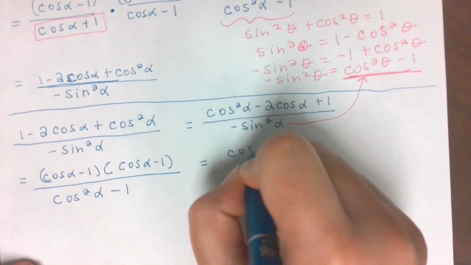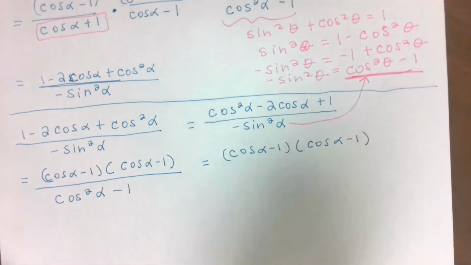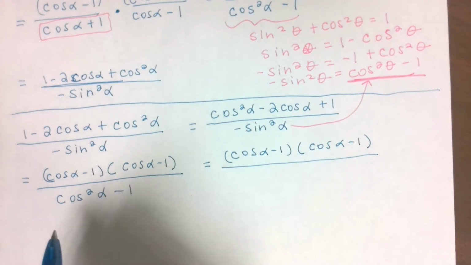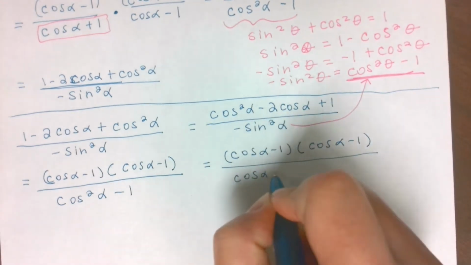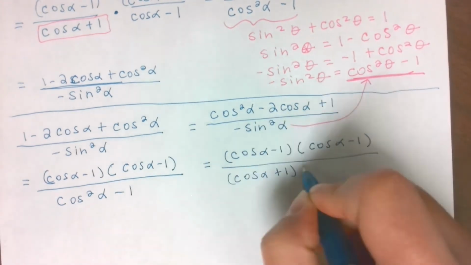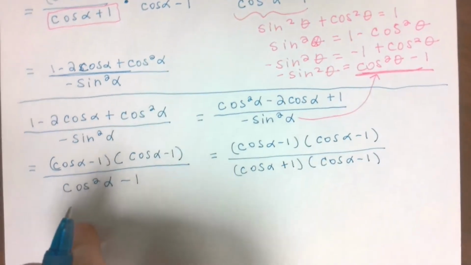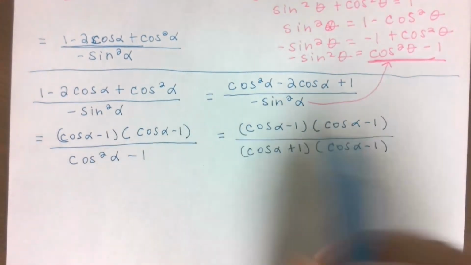Okay, so I'm just going to rewrite the numerator. Okay, and then we're going to talk about the denominator. This is another algebraic identity that you need to know. This is the difference of perfect squares. So cosine squared alpha minus 1 is the same as cosine alpha plus 1 times cosine alpha minus 1. That's another identity that you need to be able to recognize.